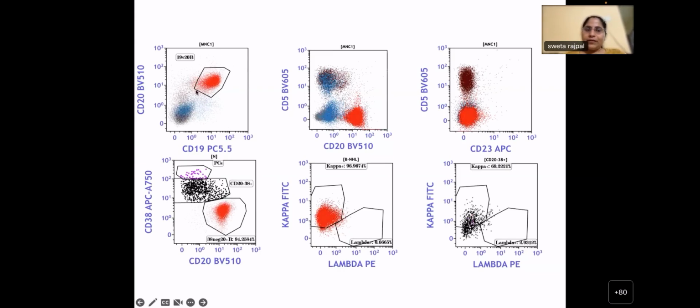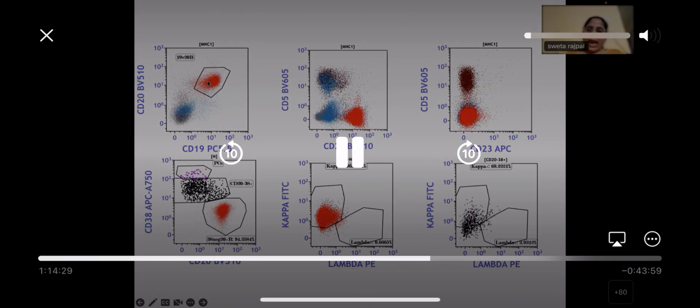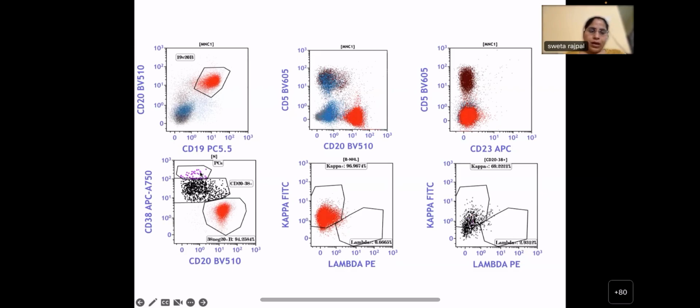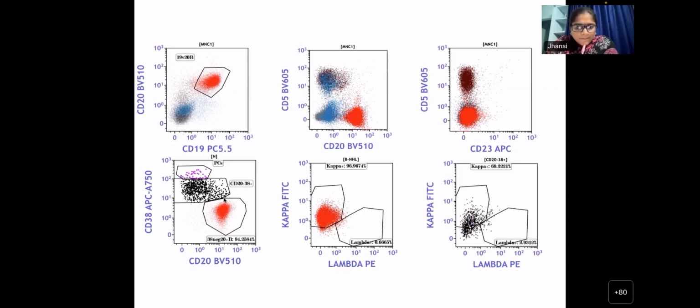What are these cells here? This shows the CD20, CD19 positive B cells. B cells, okay. And if we look at the CD38 plot, are these coming in the plasma cell category? Are they plasma cells here by flow cytometry? These cells? Jhansi, what do you think these cells are? Blasts.